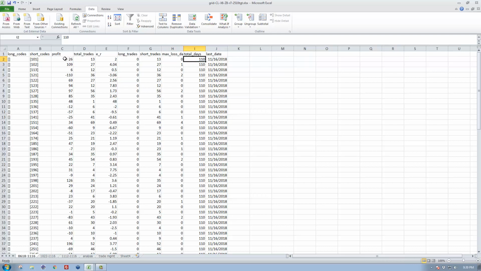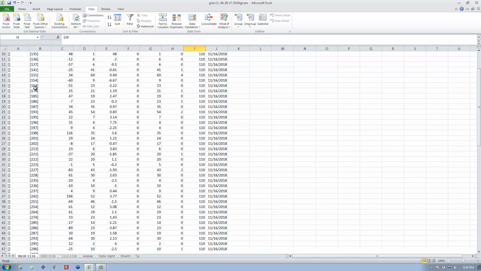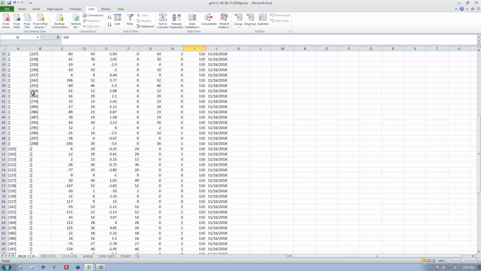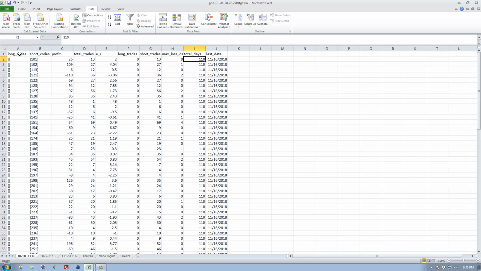Because each row represents a single code, it's only going to be long or short. Okay, so there's a whole bunch of them, right? And I currently have it sorted just by the codes themselves.